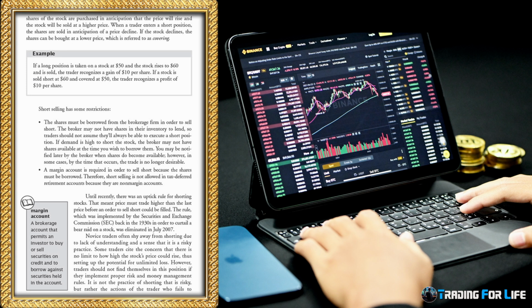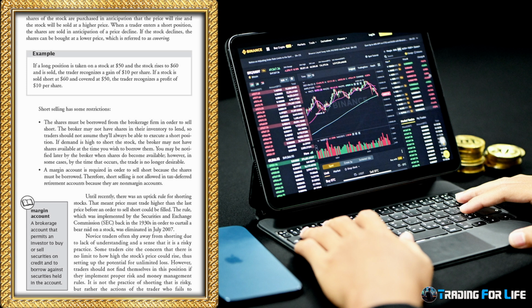Novice traders often shy away from shorting due to lack of understanding and a sense that it is a risky practice. Some traders cite the concern that there is no limit to how high the stock's price could rise, thus setting up the potential for unlimited loss. However, traders should not find themselves in this position if they implement proper risk and money management rules.